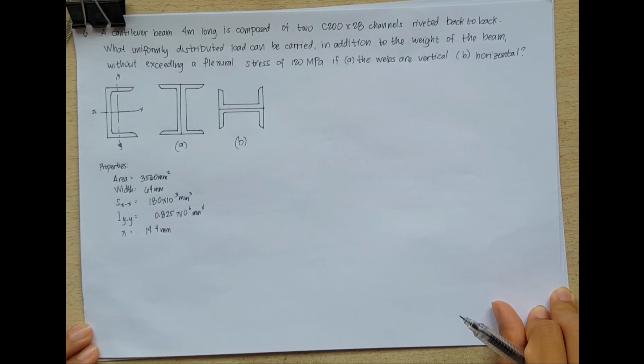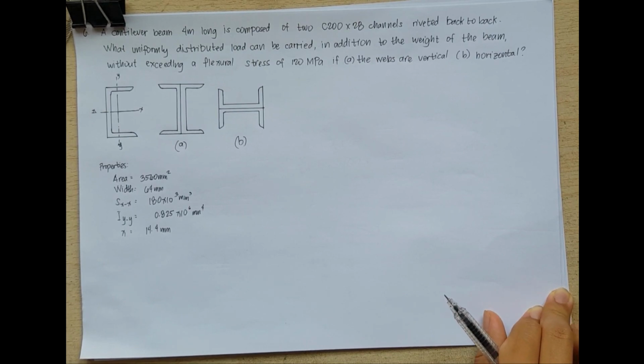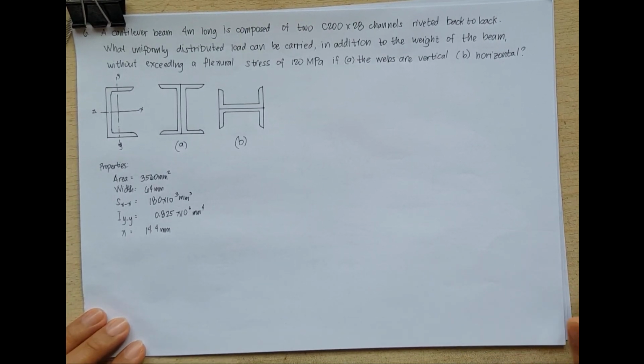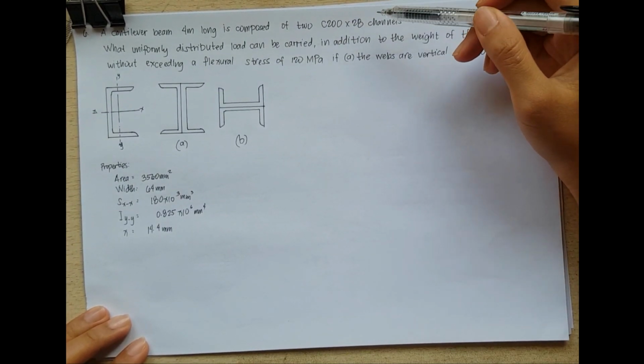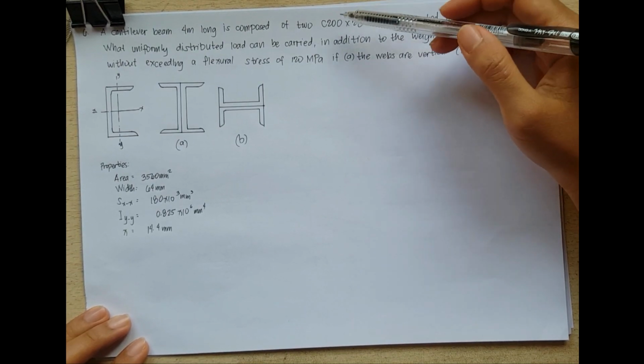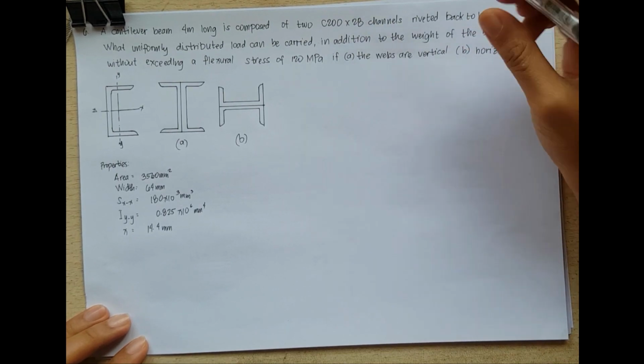A cantilever beam, 4 meters long, is composed of two C200 by 28 channels riveted back to back. What uniformly distributed load can be carried, in addition to the weight of the beam, without exceeding a flexural stress of 120 megapascal if the webs are vertical and if the webs are horizontal? So, makaka-encounter na tayo dito ng structural elements, which is a channel of C200 by 28.